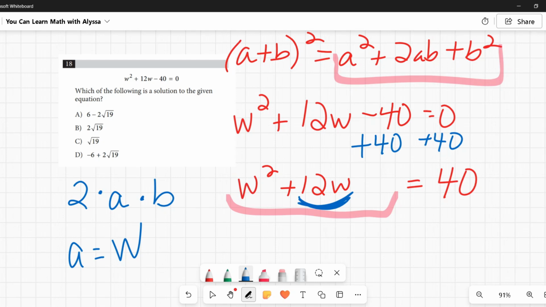All right, so my a is w. So this right here, 12w, is equal to 2 times a times b, and my a is w.